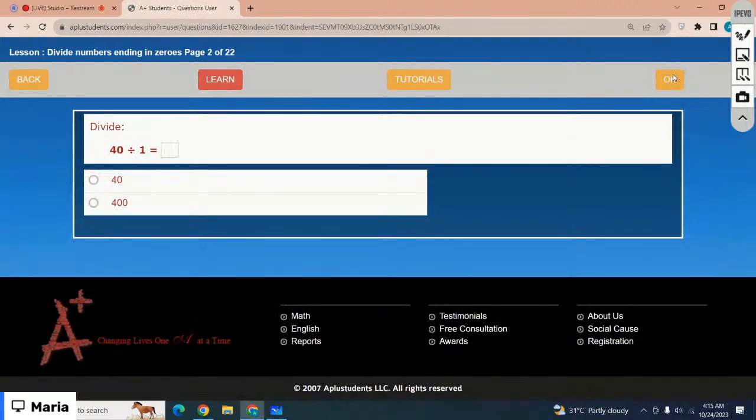Okay, which is the correct option? 40 divided by 1. Which option is the correct one? 40 divided by 1 is very good. 1 times 40 is 40. So the correct option is 40.